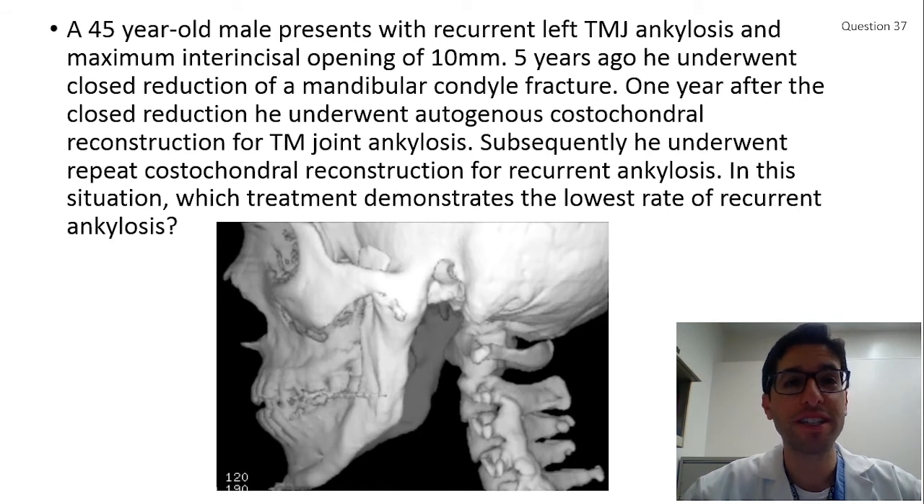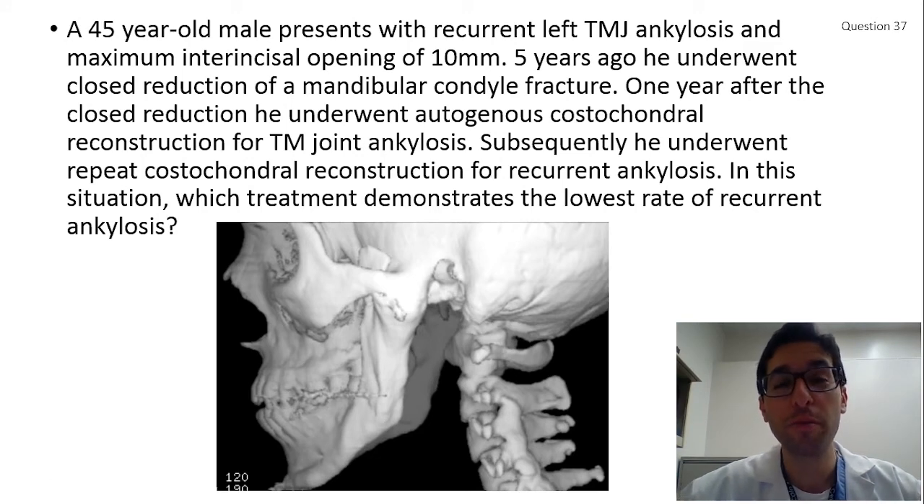All right, question 37. A 45-year-old male presents with recurrent TMJ ankylosis and an MIO of 10. So he's got a really bad case. As you can see in this picture, look at that ankylosis, complete fusion of his condyle and his glenoid fossa. All right. 5 years ago, he had a fracture. So usually trauma is what induces this. And then a year later, he underwent costochondral reconstruction. Subsequently, he underwent repeat costochondral reconstruction for recurrent ankylosis. And now he's recurrent again. What are you going to do?